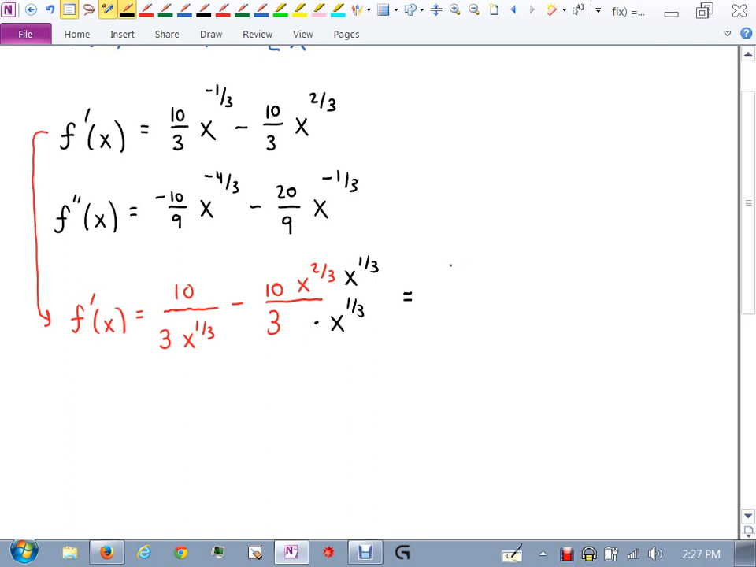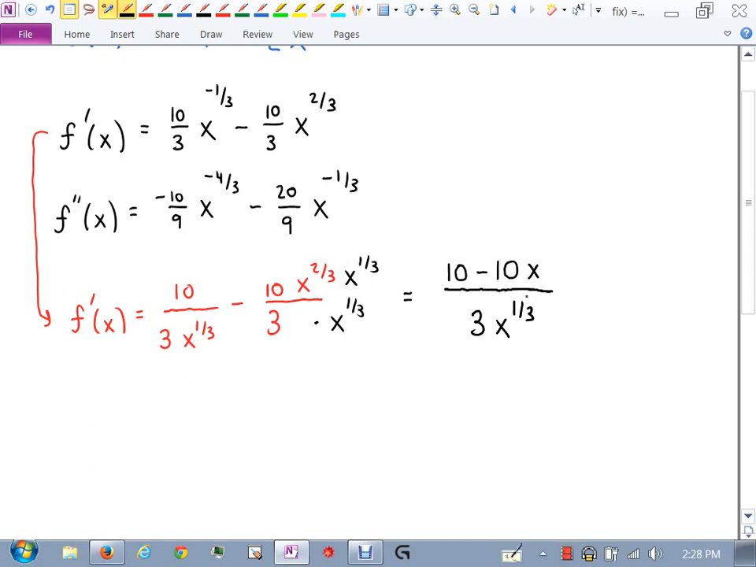My numerator will be 10 minus 10 again. And then what is x to the 2/3 times x to the 1/3? X to the, careful, you're adding them. So 2/3 and 1/3 is 3/3, so just x. Then all over 3x to the 1/3.